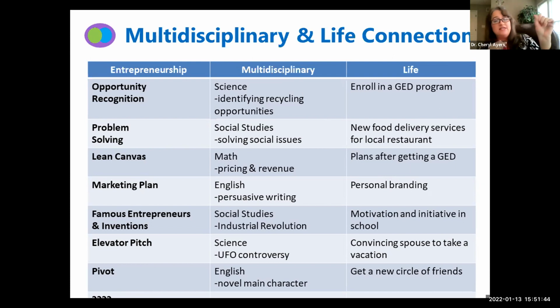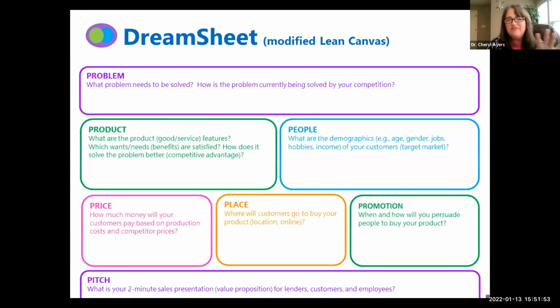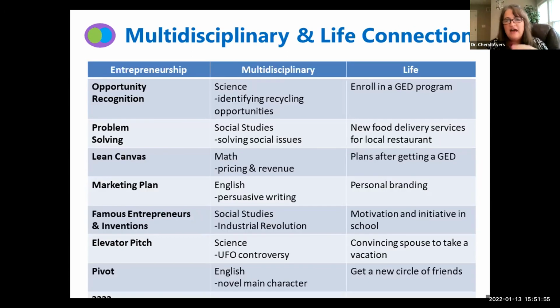different things like plans after GED: get a job, get a four-year degree, start a family. You can change those little squares around. Remember this here? It doesn't have to be about a business, but you could use that, for example, it's still called a lean canvas for what to do after getting a GED.